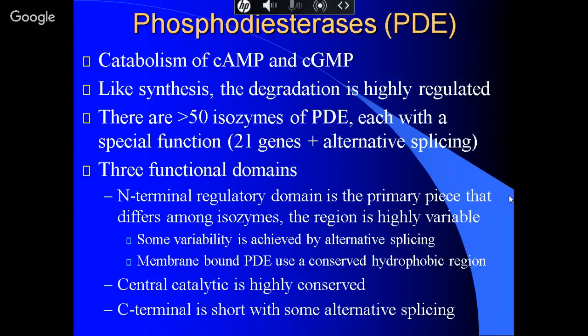As we come to the end of this, we've been looking at adenylate cyclase and guanylate cyclase, making cyclic AMP and cyclic GMP. Now we have to get rid of them. Like the synthesis, this is going to be highly regulated. That's an understatement. We thought that we had a lot when we had 9 different families of adenylate cyclase. There are over 50 isozymes of phosphodiesterases. Over 50; that's an astronomical number, and there's a reason for it. They've evolved for a reason.